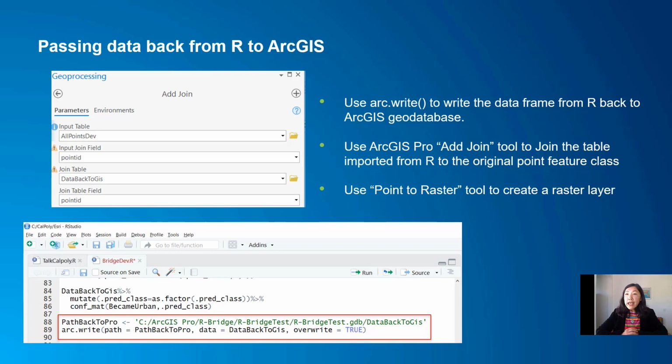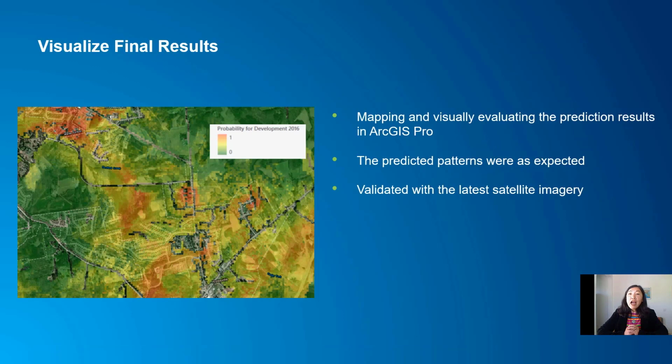Next, we used the Add Join tool in ArcGIS Pro to join the original point feature class with the table passed from R. Then we created a raster layer using the Point to Raster tool. We used ArcGIS Pro to visualize the final prediction results, which is ideal because of the advanced mapping capabilities of ArcGIS Pro. The predicted patterns were as expected, with projected urbanization areas being closely located to existing developed areas and roads.